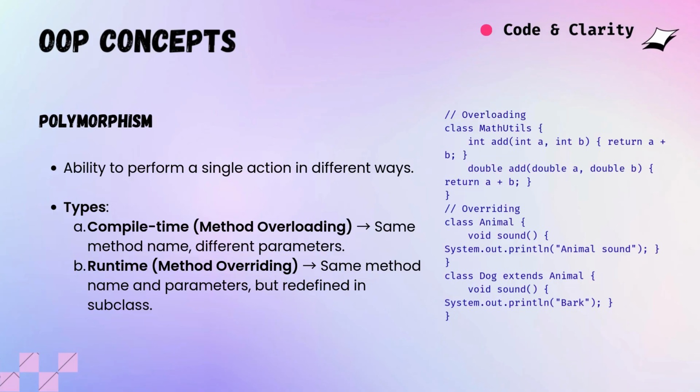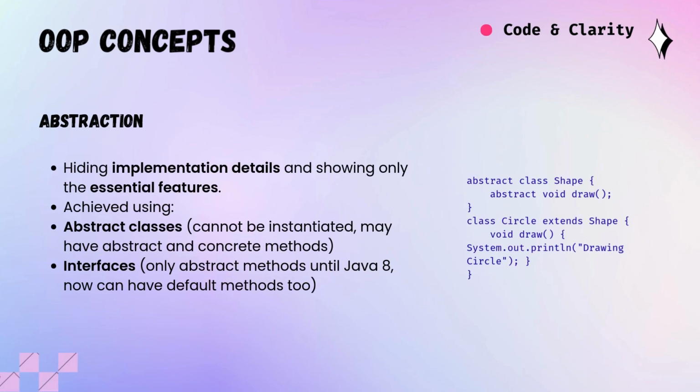Similarly, in the case of method overriding, the concept is a little different. In the class Animal, the sound method is defined. When the class Dog extends Animal, again the definition of the same method is different. So when we call the sound function on an object of the Dog class, obviously in that case the second method will be called. That is basically method overriding.